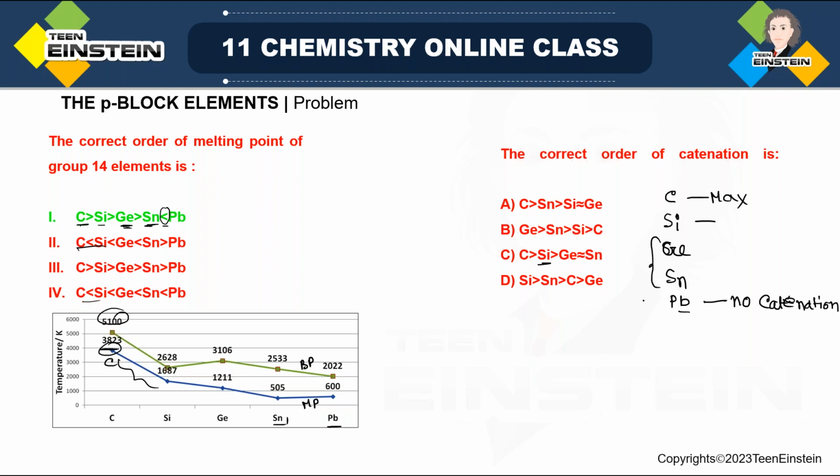Okay, so there is no catenation. These two are almost same. Then carbon is greater than Si. So carbon, after that there is tin. So these two obviously not correct because carbon is maximum. But why A is cancelled? Because after carbon it is silicon, not tin. So this should be the correct option. Fine.